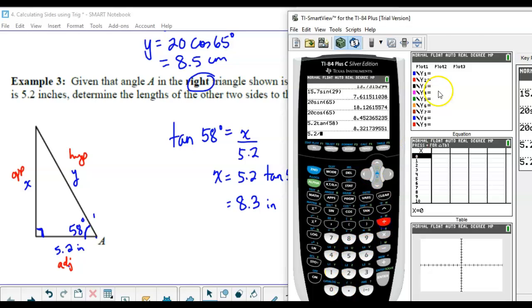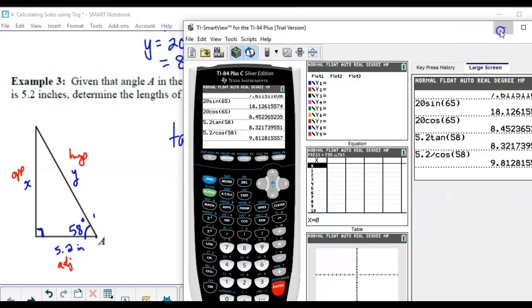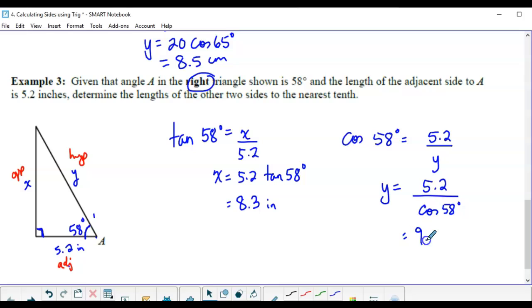5.2 divided by cosine of 58. And that's 9.8. Now, it should be longer. Y is the hypotenuse, so make sure it's longer than either of the other two sides, which it is.